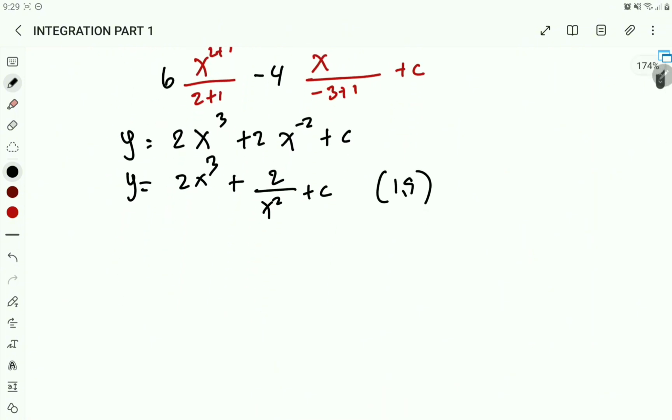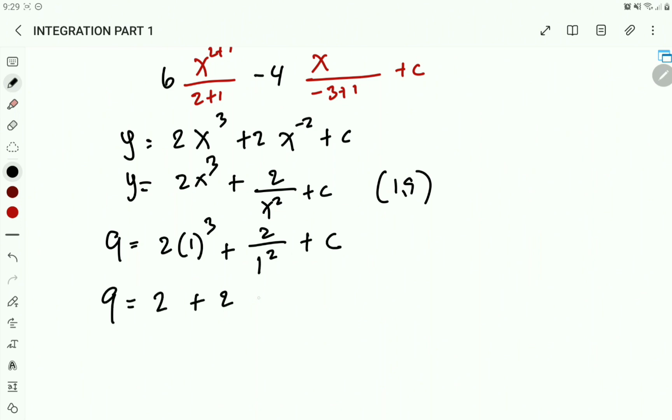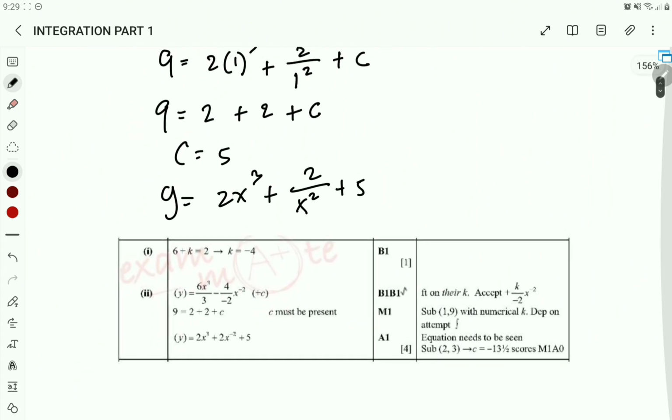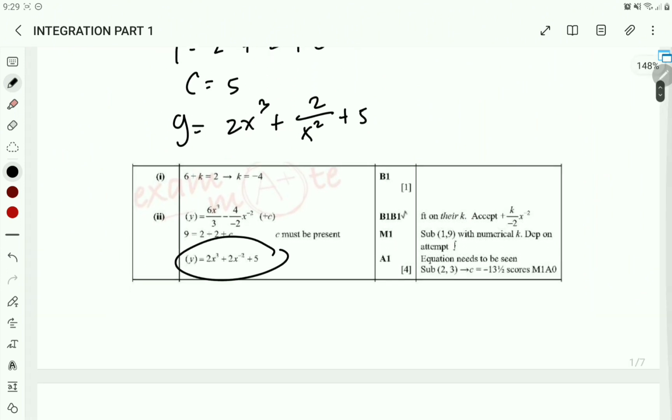However, the problem says it's passing through the point (1, 9). So we need to find c by plugging in that value. 9 is equal to 2 times 1 cubed plus 2 over 1 squared plus c. So 9 is equal to 2 plus c, so c is equal to 5. Therefore, the equation is y equals 2x cubed plus 2 over x squared plus 5.